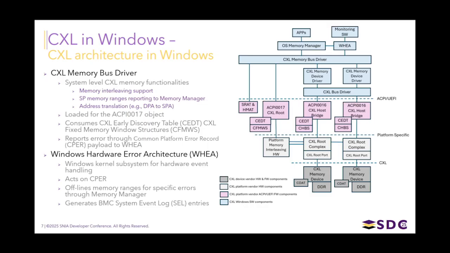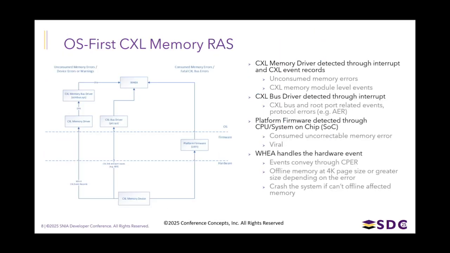And then WHEA will also generate SEL logs, which is the system event log. So out of the top of WHEA will come CPER error sections and SEL log entries. And then on top of that, you've got apps that are sitting on top of the memory manager. It could be Hyper-V, it could be other kinds of apps, monitoring software, just very generically. These events are consumed by other components inside of Windows to monitor what's going on and potentially take action. And I'll show you some examples of that when we go to RAS.